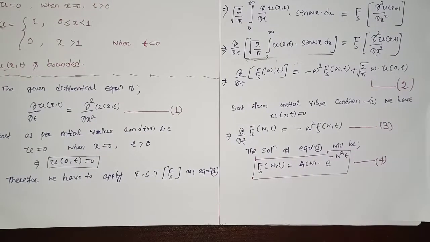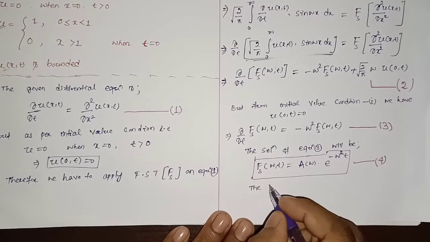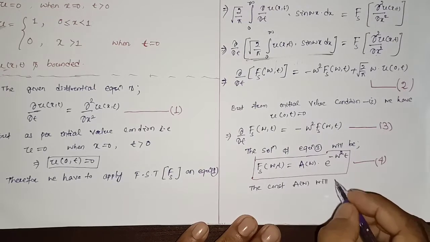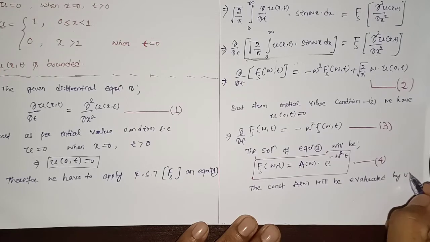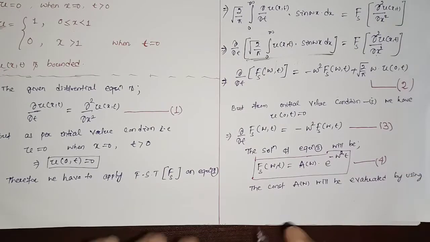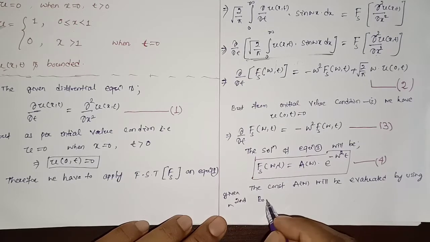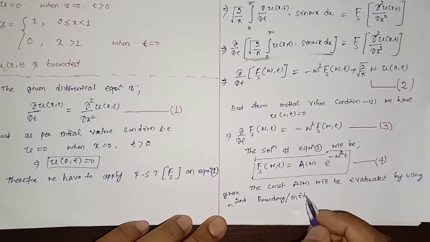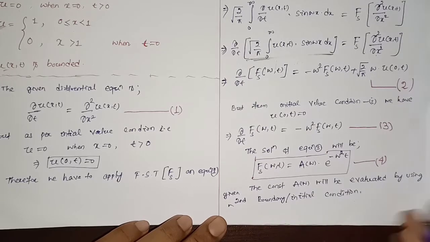Now in this equation number 4, a omega is the constant. The constant a omega will be evaluated by using the second boundary condition, or you can say the given initial condition. So what is the second boundary or initial condition?